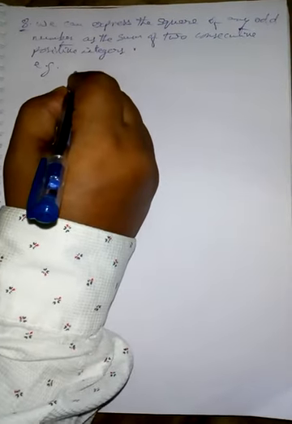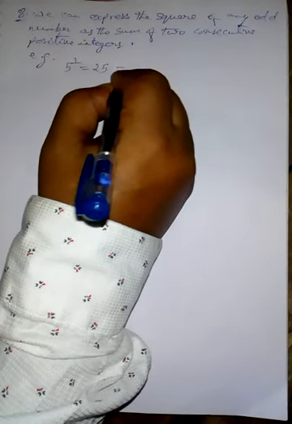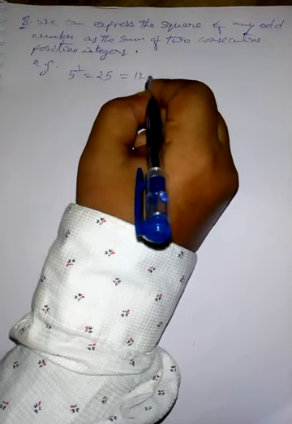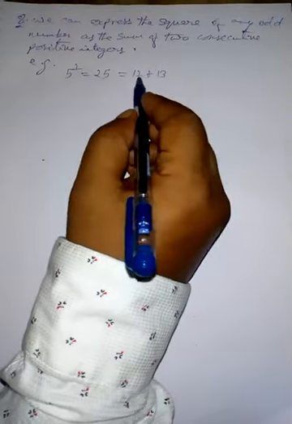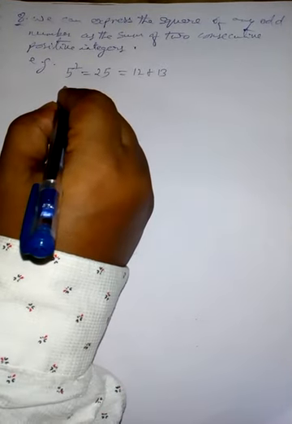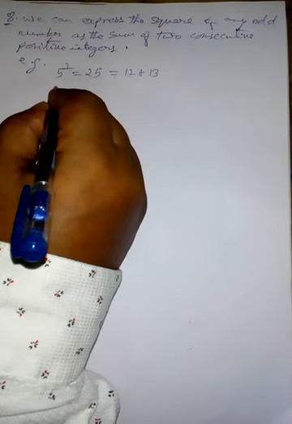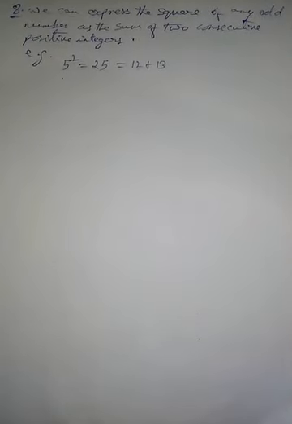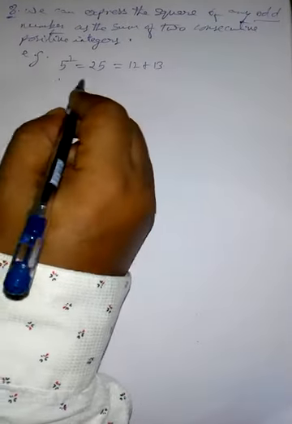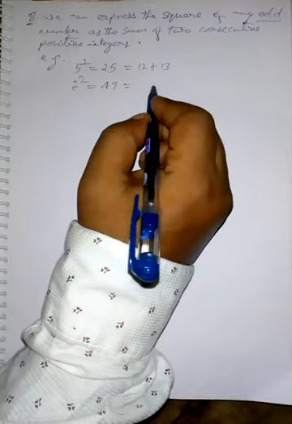Look here. Suppose 5 square is 25. This can be written as 12 plus 13. This is the sum of two consecutive integers, 12 and 13. In the same way, we have to see that it should be odd numbers. We can express the square of any odd number. So 5 square, then come to 7 square, 49. What can we write?